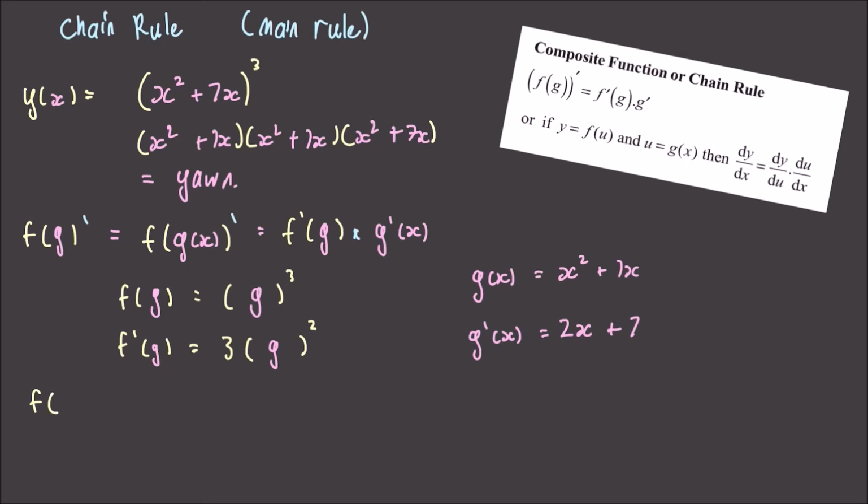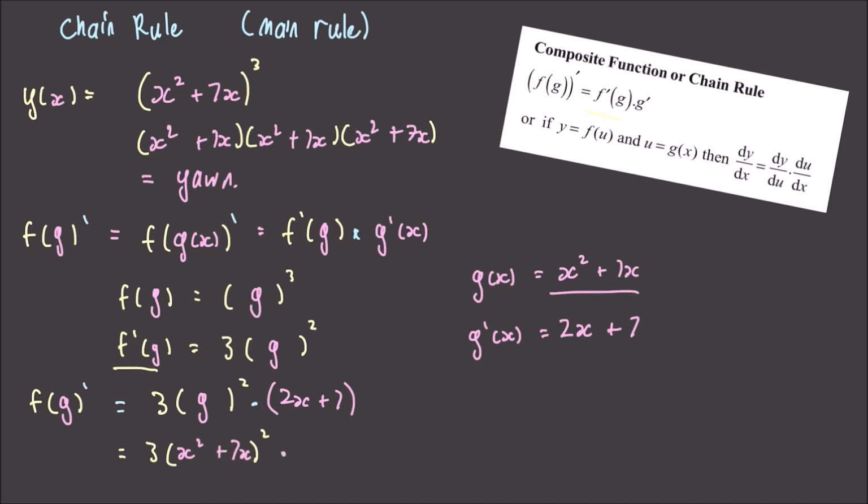So the derivative of this whole thing is going to be f prime, which is 3g to the power of 2, times g prime, which is 2x plus 7, all in a bracket, because we have to multiply by the whole thing. g was just a name we gave it, so we have to write it back in properly, so it's going to be 3 brackets, the same thing in the brackets, multiplied by the derivative of the brackets.